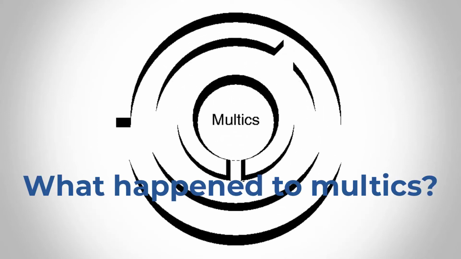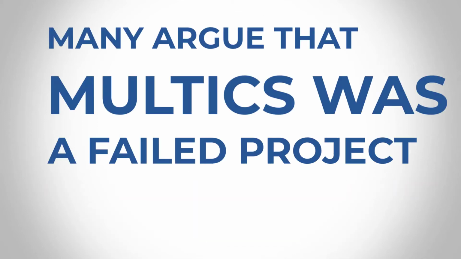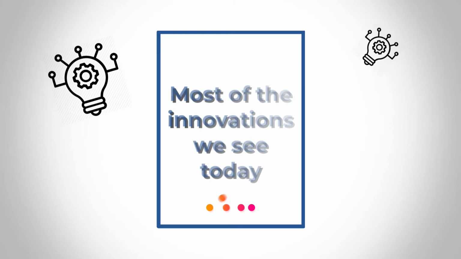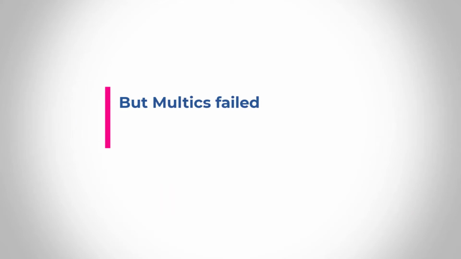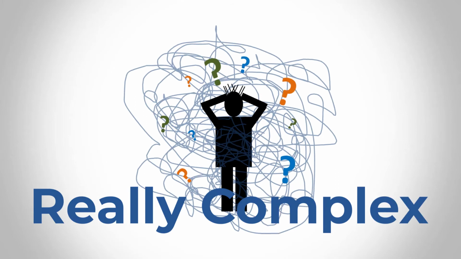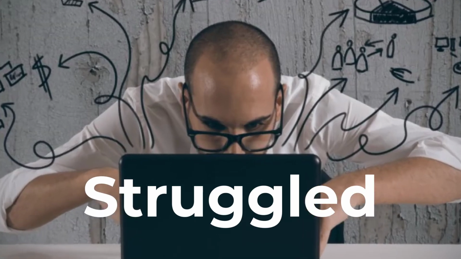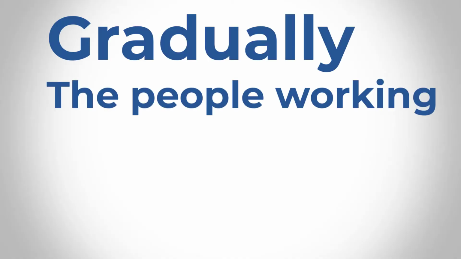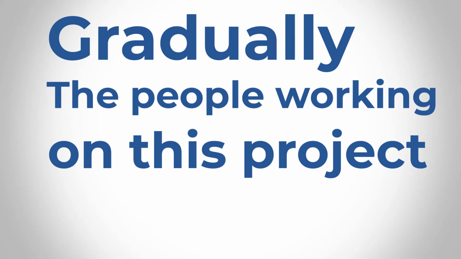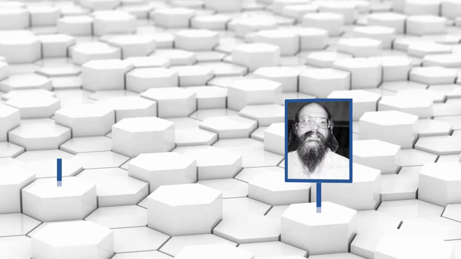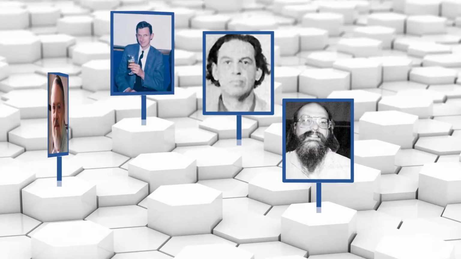But what happened to Multics? Many argue that Multics was a failed project. The reason some people don't think it's a failed project is because most of the innovations and technologies we see today are actually based on Multics. But Multics on its own didn't really see the light of day because it failed. The reason it failed was because it was really, really complex. The architecture was complex. People really struggled to use it. And gradually, the researchers and the programmers that were working on the Multics project started getting out of the project until it remained four guys: Ken Thompson, Dennis Ritchie, Douglas McIlroy, and Joe Ossanna.